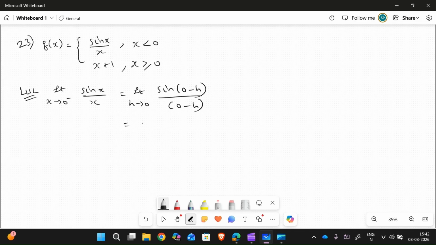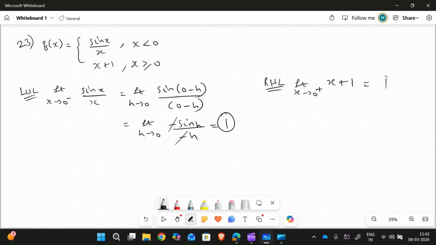This will be limit h tending to 0. 0 minus h is minus h. Sine of minus theta is minus sine theta. So it will be minus sine h by minus h. Minus minus goes. Limit h tending to 0 sine h by h is 1. Limit concept from class 11. Limit x tends to 0 sine x by x is 1, right? So that concept. Now limit x tending to 0 plus f of x is x plus 1. If you substitute, you'll get 1 only.